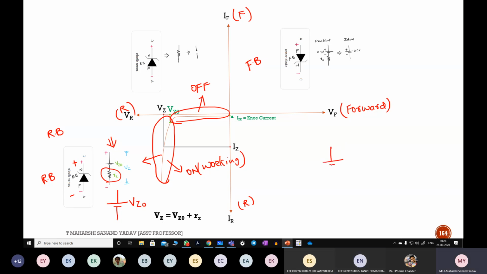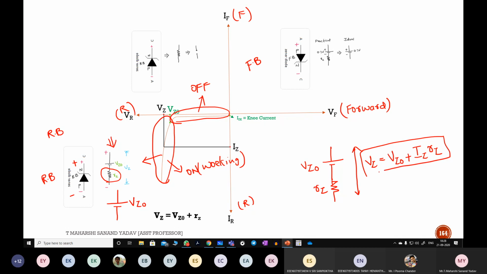Suppose I consider something like this. What will be the total voltage across it? Suppose this is VZ naught and this is RZ. Now I want to find the entire voltage across this, I mean VZ. How can I write it? VZ equals VZ naught plus IZ into RZ. Okay. So you need to remember this. I hope you are clear. And can you tell me what is happening in this forward bias?